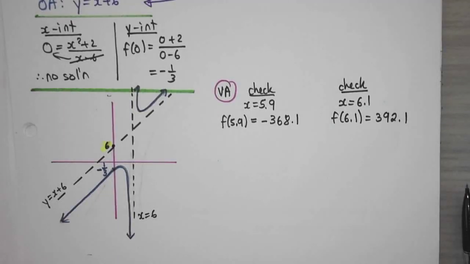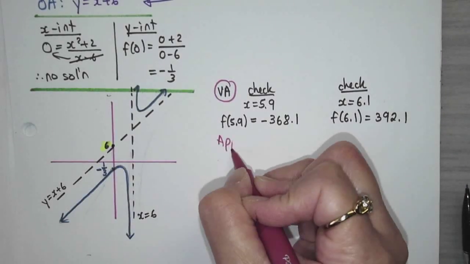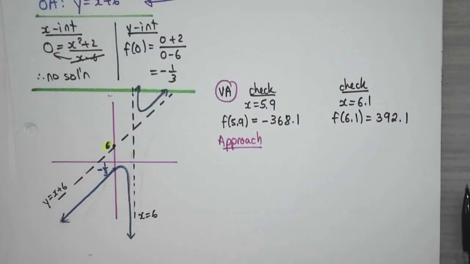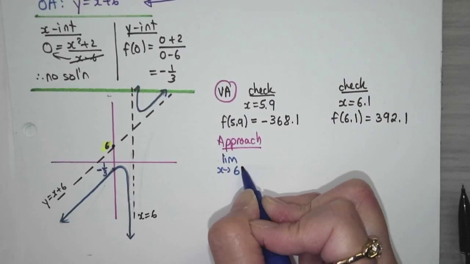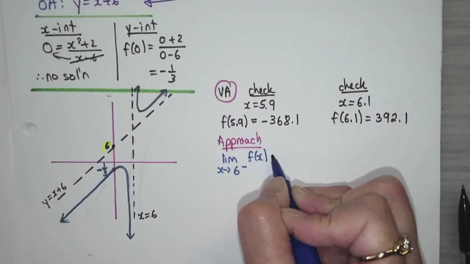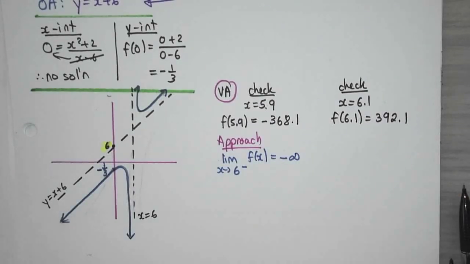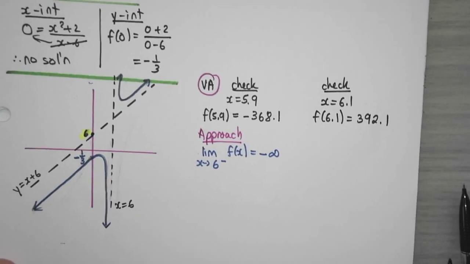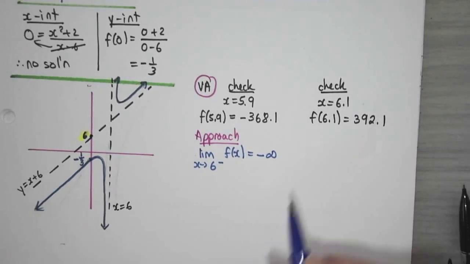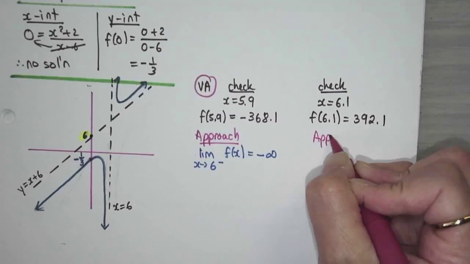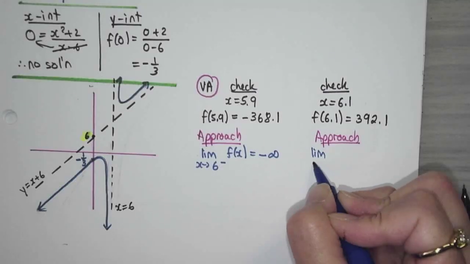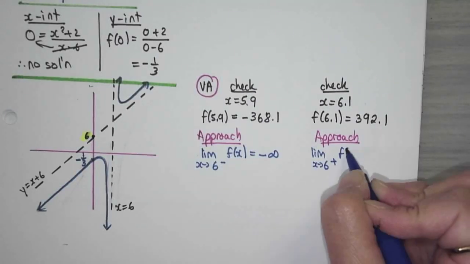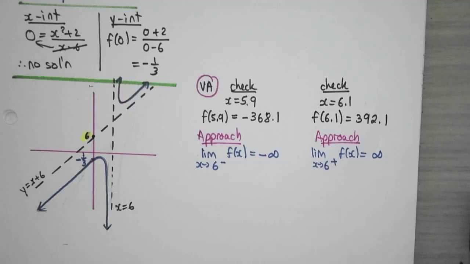If I ask you to write the approach, right? So if I say approach, then all you're writing is the answer, and my answer would be the limit as x approaches 6 from the left of the function is heading down. So each one of these has an infinity or negative infinity, potentially, but where we use it is different. You'll get used to it. 6 from the right, it was heading up.